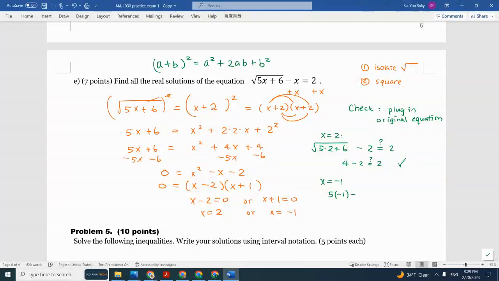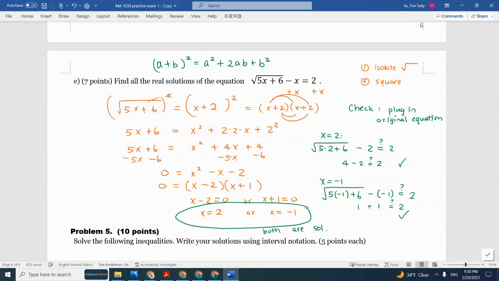How about negative 1? 5 times negative 1 plus 6, square root, minus x. X is negative 1. Is it equal to 2? 6 minus 5 is 1. Square root of 1 is 1. Minus minus becomes plus 1. Is 1 plus 1 equal to 2? Yes. Both of them are solutions. And then we finish the problem. If you can understand this, could you type E in the chat?